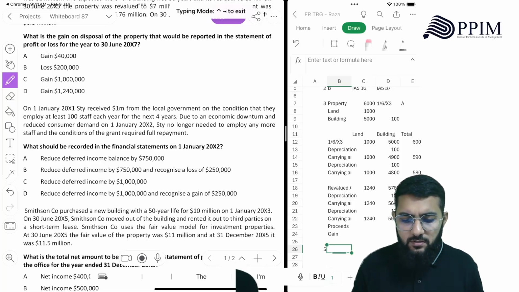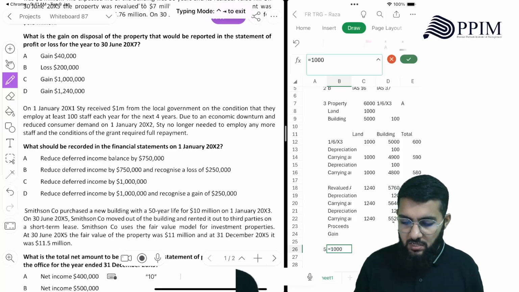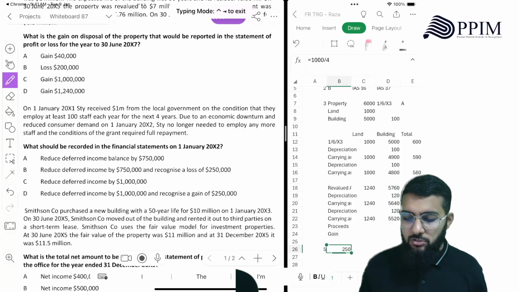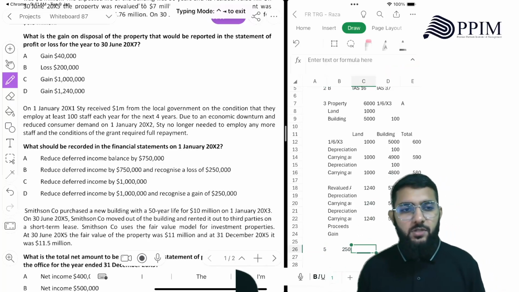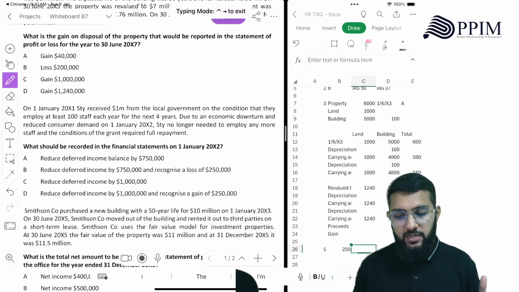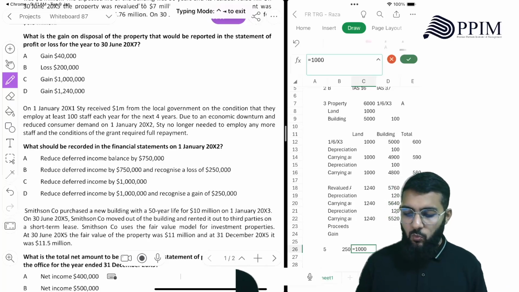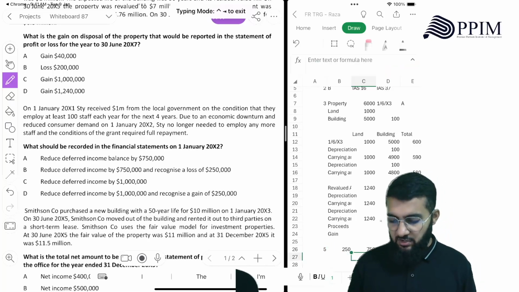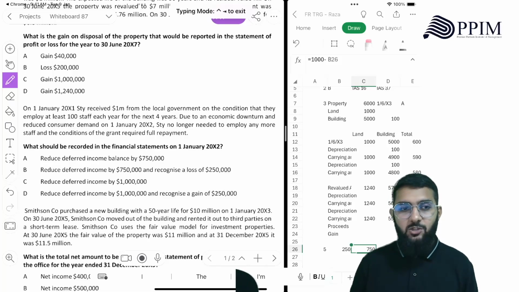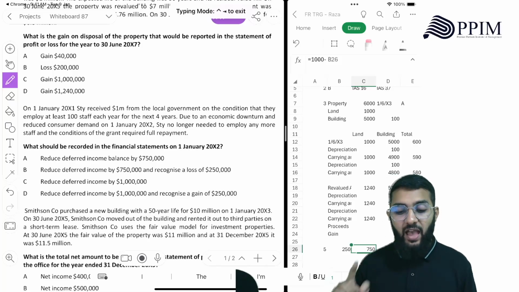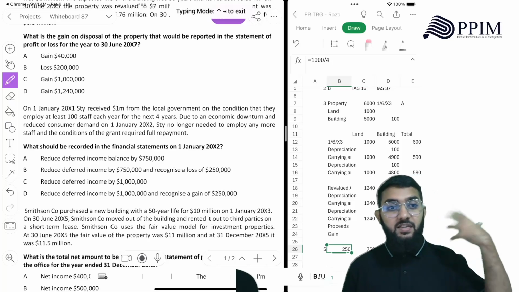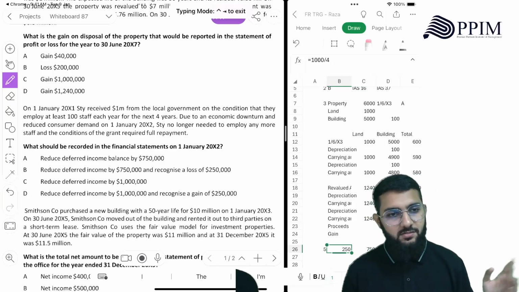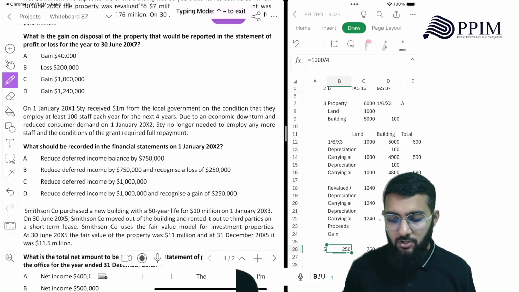4 years, grant received 1 million. 1 million over 4 years. So how much is he going to release every year to the income? 250,000. So how much would he have released? 250,000 was released, right? What component was not released? 1 million minus this was not released. So what happens? This remains under deferred income liability. So that you have to reverse, meaning you reduce the deferred income by 750. And then you have recognized an income of 250, so to reverse that, a loss of 250. Do we have that option here? Option B.